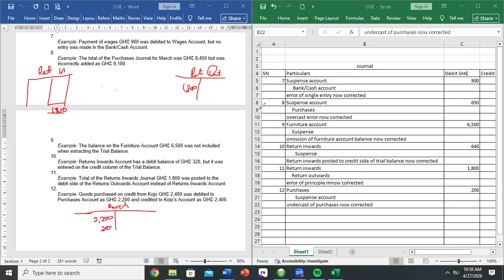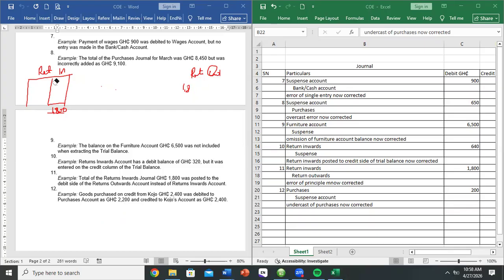Maybe it was an overcast. That's when we do the vice versa, by crediting the difference. Exactly. So if it's an overcast, then purchase has a debit balance. So if it was overcast, then to correct it, we have to credit, because we want to reduce the overstatement. Now let me tell you something here. In some books, you could see this to be an error of transposition.